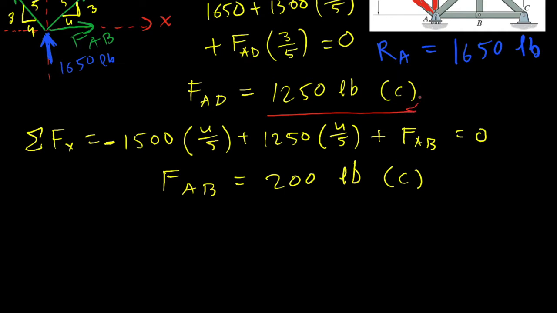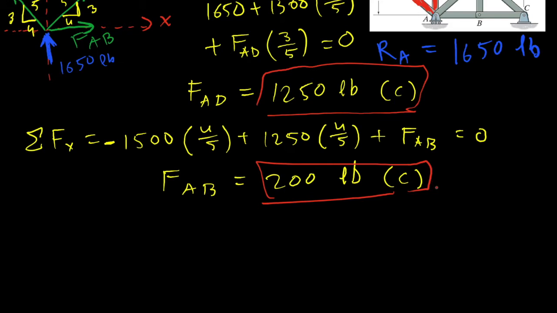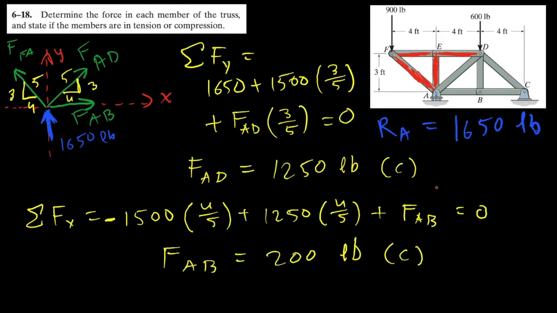So these are our answers here. That's 1 and 2. Let's add that to our diagram. So we found this member, and we've also found this member.